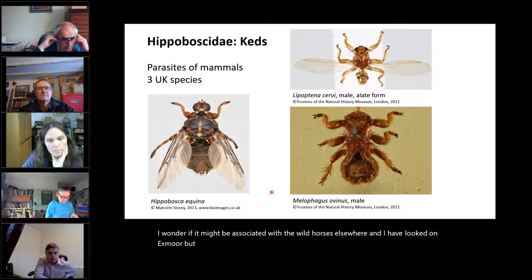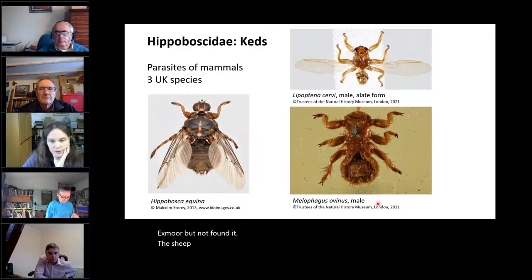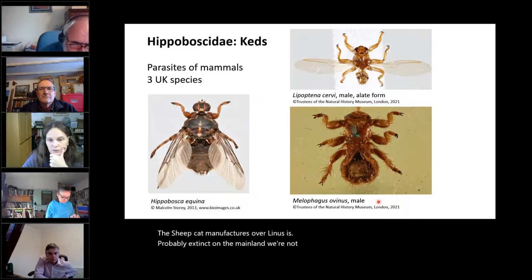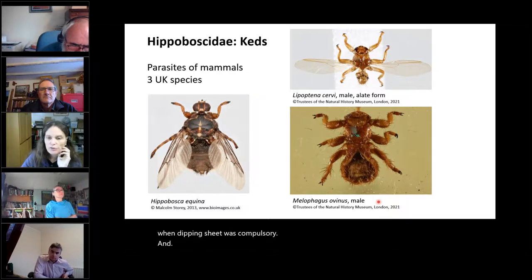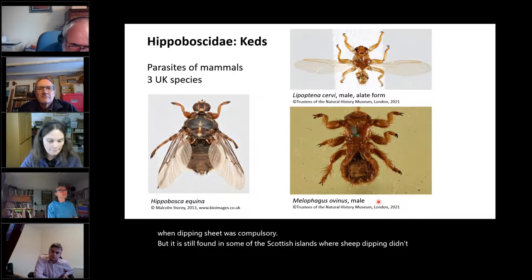The sheep ked, Melophagus ovinus, is probably extinct on the mainland, we're not sure. It would have suffered dreadfully when dipping sheep was compulsory. But it is still found in some of the Scottish islands where sheep dipping didn't take place regularly.